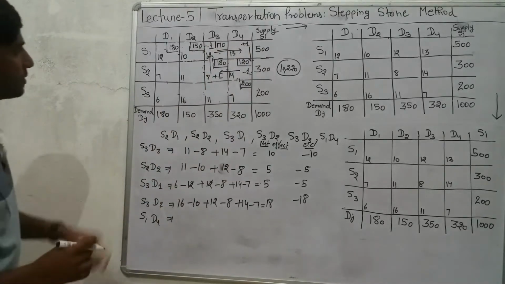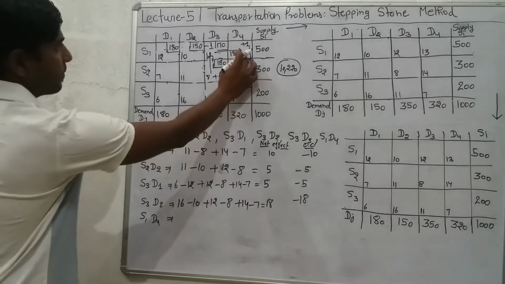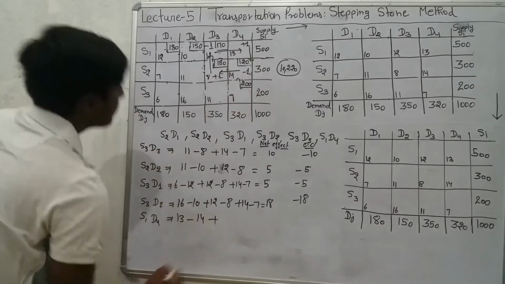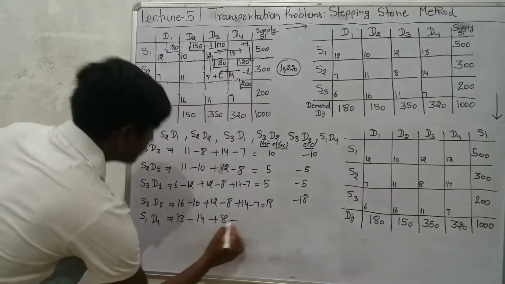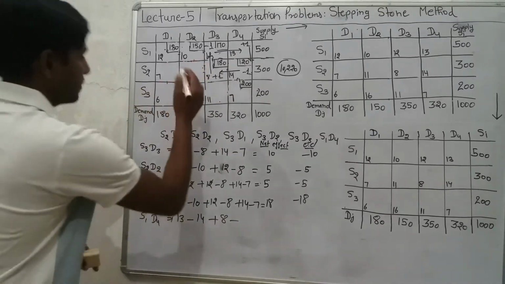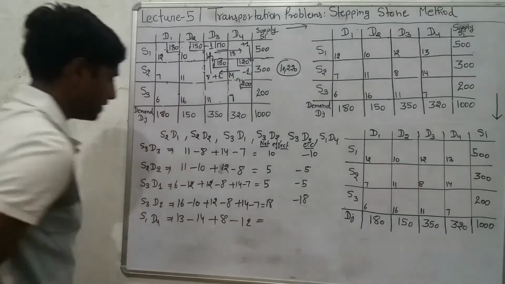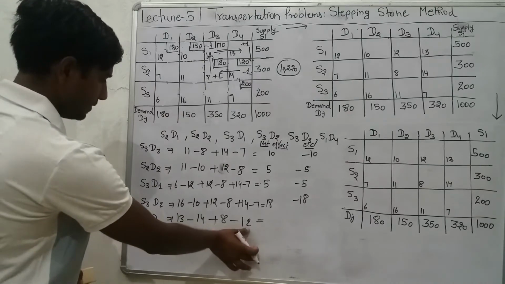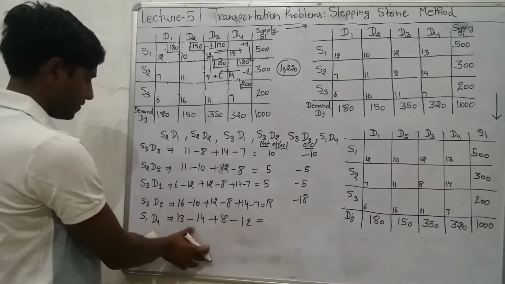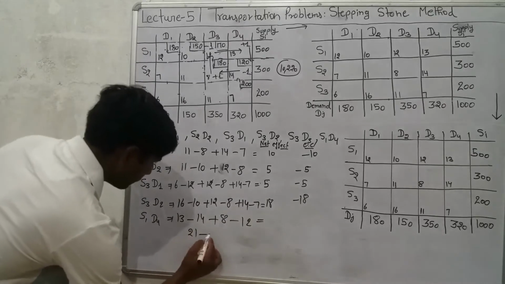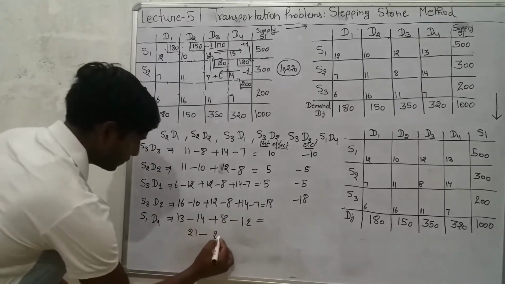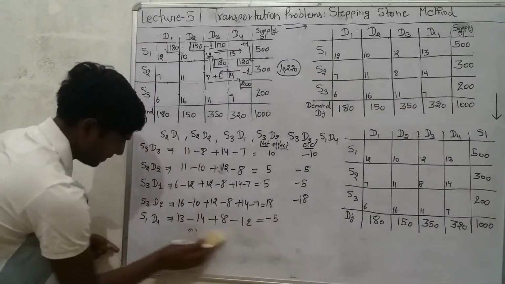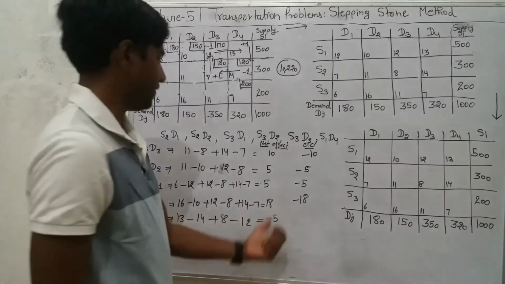So calculate the total cost impact on the total cost. +1 means +13, -1 means -14, +1 means +8, and -1 means -12. So what would be the net effect? 13 minus 14 or 13 plus 8, 21, and 21 minus 12 plus 14, 26. So net impact would be -5. So it is interesting. We have net effect is equal to -5.